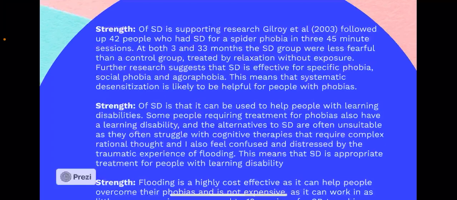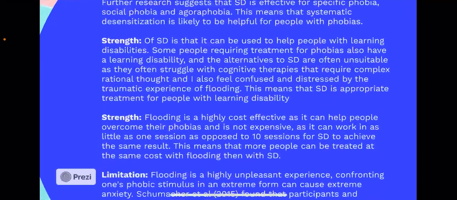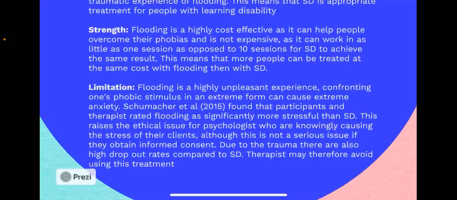Another strength of systematic desensitization is that it can be used to help people with learning disabilities. Some people requiring treatment for phobias also have a learning disability, and the alternatives to systematic desensitization are often unsuitable. They often struggle with cognitive therapies that require complex rational thought, and they also feel confused and distressed by the traumatic experience of flooding. This means that systematic desensitization is an appropriate treatment for people with learning disability. So again, that's another example of real-world application.